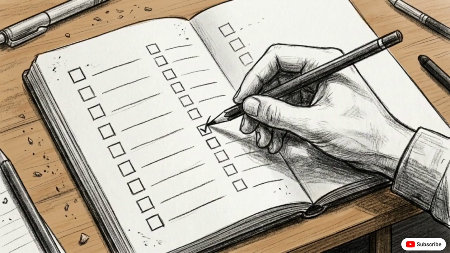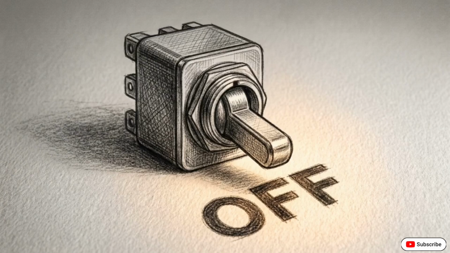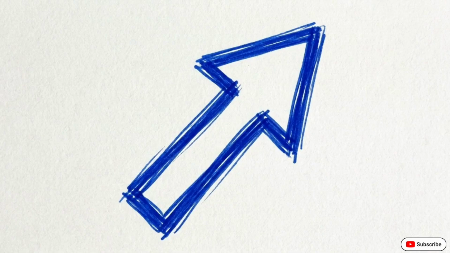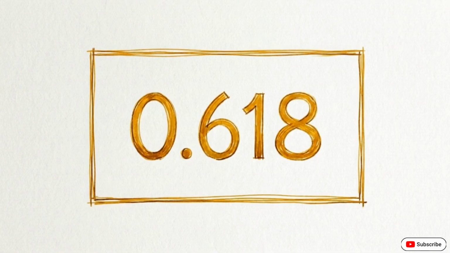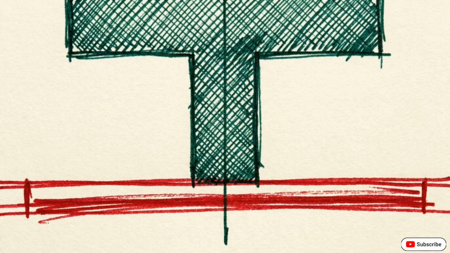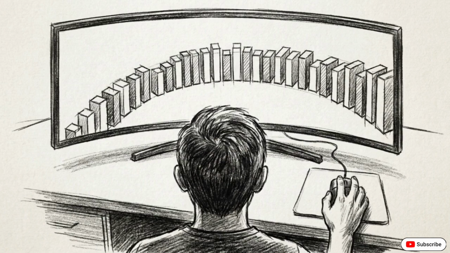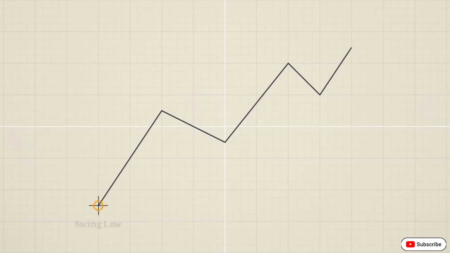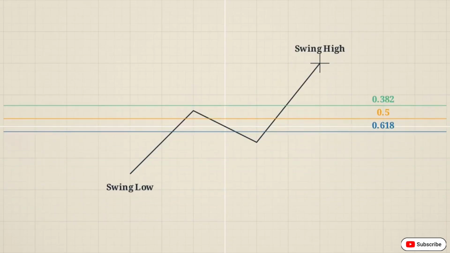To make this work, repeat the core sequence. Clean your tool's settings, isolate a clear trend, wait for the golden ratio, demand candlestick confirmation, and strictly map your risk. Your next step is to open your charting software, pull up historical data, and practice drawing these levels from swing low to swing high to train your pattern recognition.